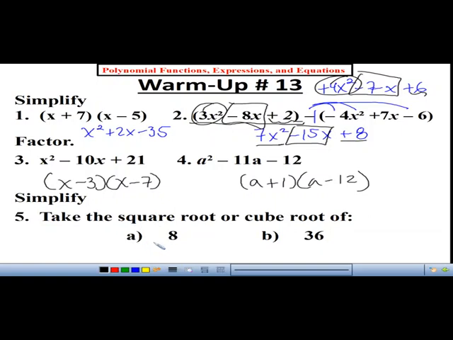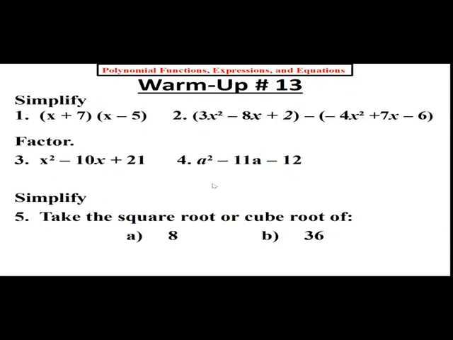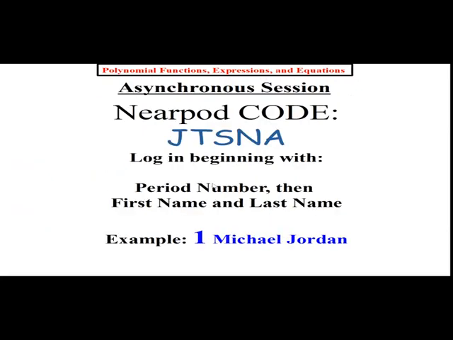And the last one we have, take the square root. Can we take the square root of 8? No, so I put a little index of 3. Can we take the cube root of 8? Yeah, the cube root of 8 is 2, because it's 2 times 2 times 2. How about 36, the square root of 36? Yeah, 6. All right.